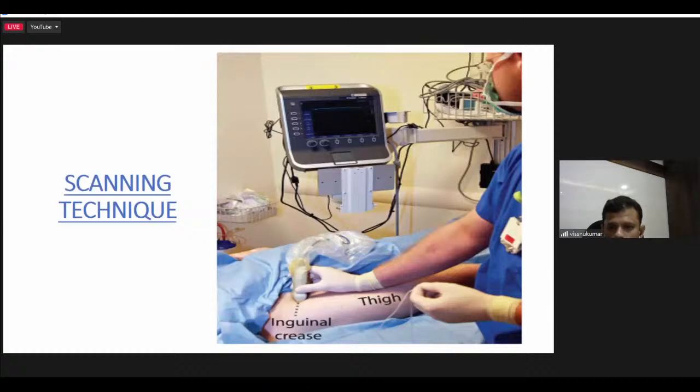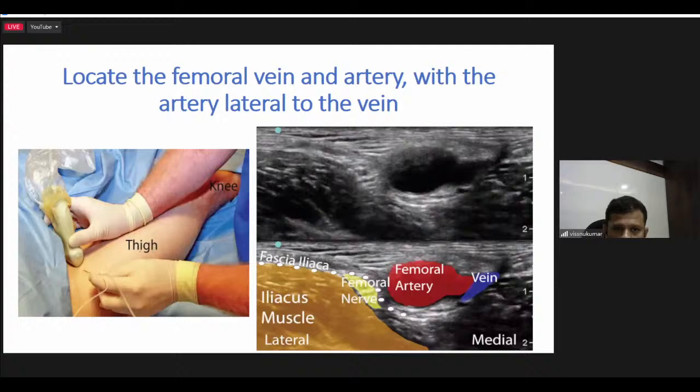So now scanning. In order to do a femoral nerve block, you should keep the patient in the supine position with the leg extended. You place the probe parallel to the inguinal ligament, around 1 to 2 centimeters below. The USG monitor should be opposite to the place where you're doing the scan. For example, if the patient is undergoing a right-sided femoral nerve block, your ultrasound monitor will be on the left side, facing opposite.